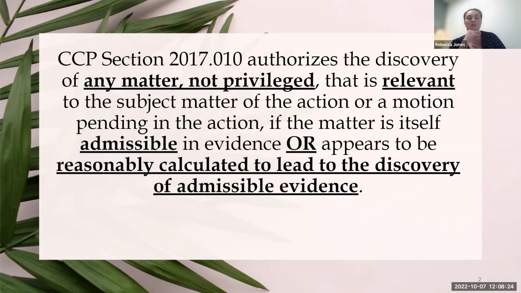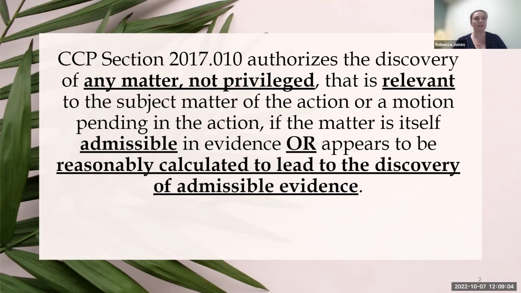Okay, thank you. So what we're going over today is discovery as it's governed by the Code of Civil Procedure. So anytime you see CCP, that's what we're referring to, Code of Civil Procedure. Section 2017.010 authorizes the discovery of any matter that's not privileged. So privileged information would be something along the lines of attorney-client communication, something with a medical provider that is not at issue in your matter, the basic privileges, that is relevant to the subject matter of the action or motion pending in the action, if the matter is itself admissible in evidence or appears to be reasonably calculated to lead to the discovery of admissible evidence.